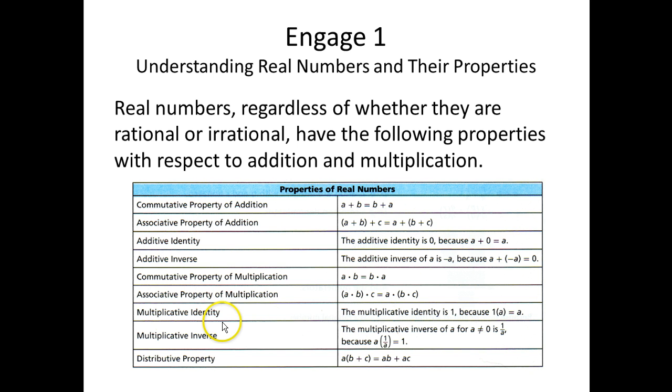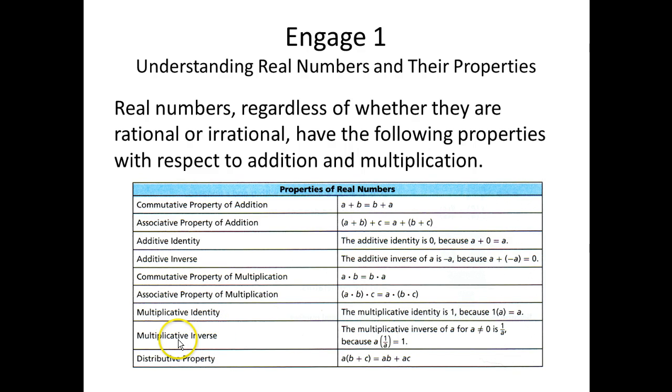The multiplicative identity is similar to the additive identity, except the multiplicative identity is 1 instead of the additive identity being 0, because notice if you multiply any number by 1, you get exactly that number back. Okay, that's why it's called the identity, because you get identically what you started with.